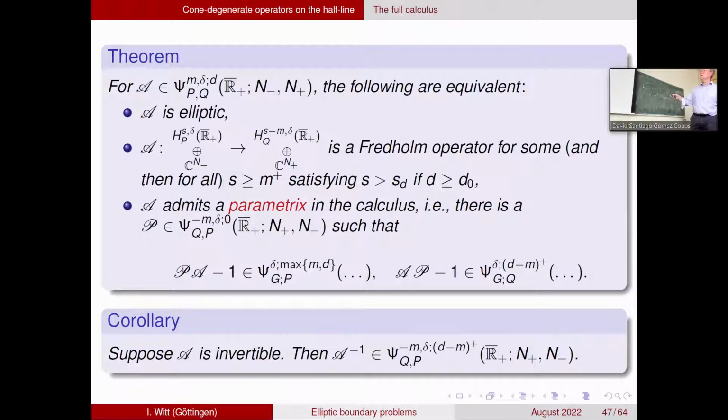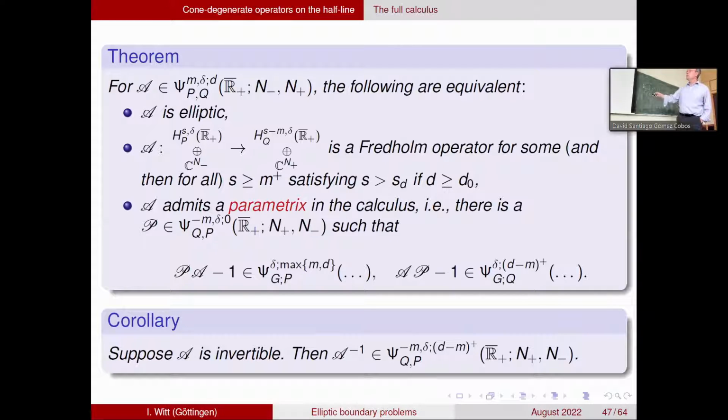A seen as such an operator is a Fredholm operator for some S, and then automatically for all S. And also, third condition is A admits a parametrix in the calculus, that there is an operator of the corresponding order, such that we have basically PA minus identity and AP minus identity both are Green operators. And this is here just computed what we get here.